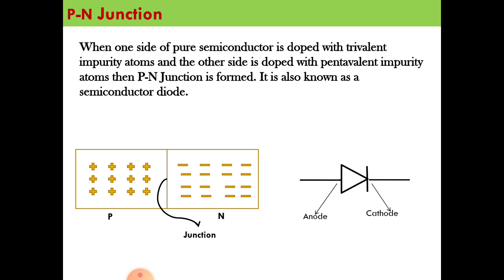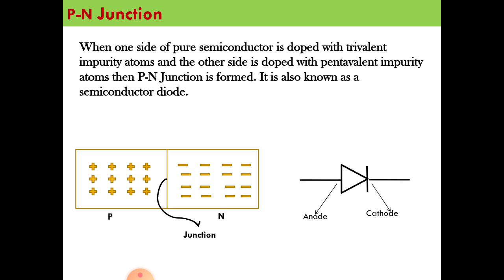Trivalent impurity atoms, when added in a semiconductor, give a P type semiconductor, and when pentavalent impurity atoms are added to a pure semiconductor, it is an N type semiconductor.